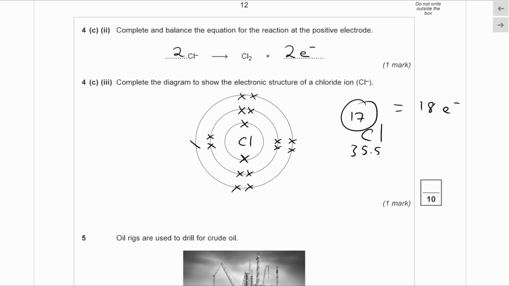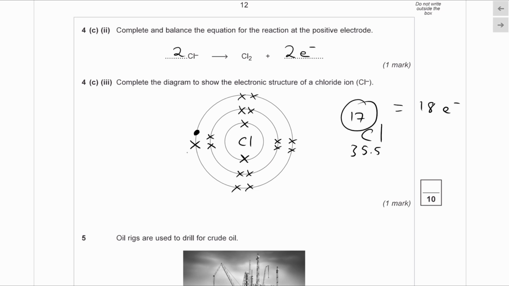Now, we now have 7 on the outer shell. This would have been a chlorine atom. So a chlorine ion is going to have 1 extra. And I'm going to actually draw that as a dot, okay? Because that electron has come from somewhere else. So drawing it as a dot shows that that electron is foreign and it's come in.